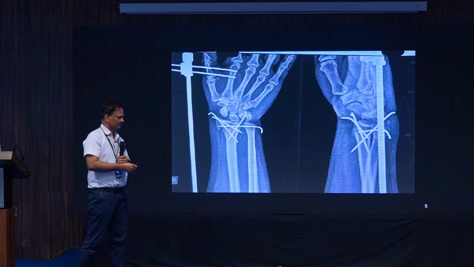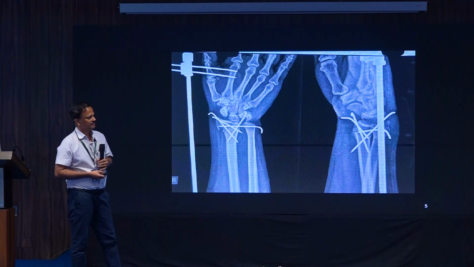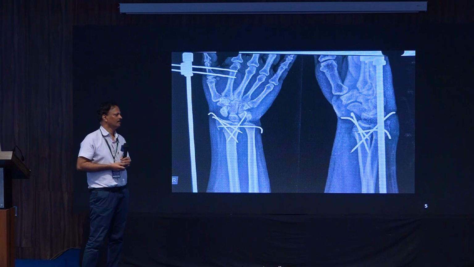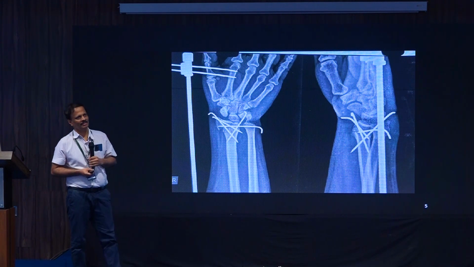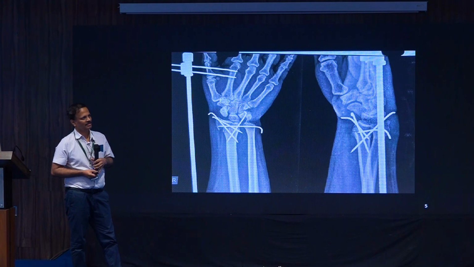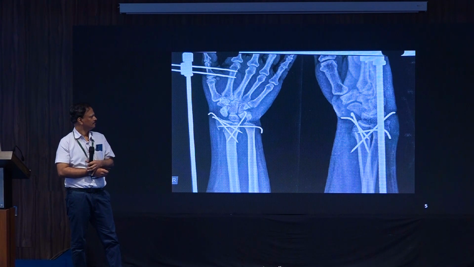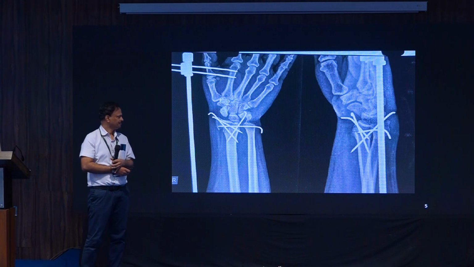So obviously it's not reduced. The radial height has not come back. The inclination has not come back. The DRUJ still has a gap, there's a dorsal displacement, angulation still on the lateral view, it's not even come to neutral position. There's an external fixator there. If you see the amount of distraction there, again I'm not happy. If you see the scaphoid, it's off. Of course the radial height is reduced, but that gap also is not a good thing.